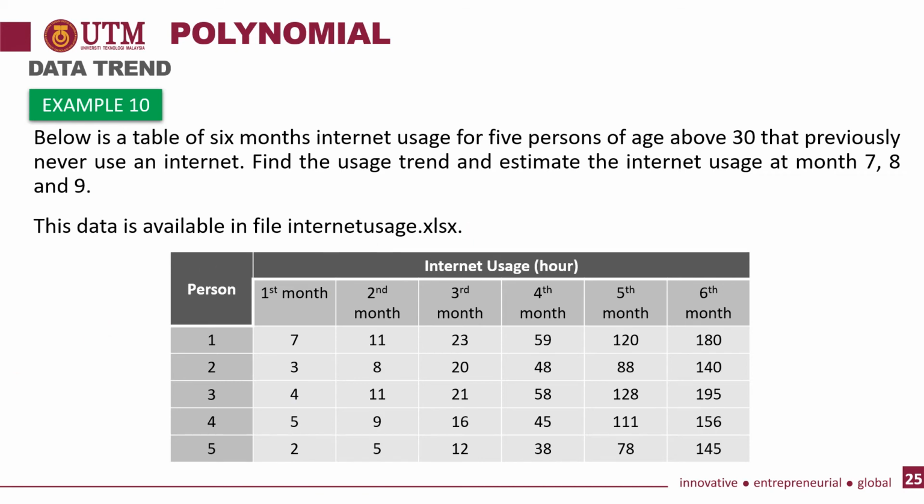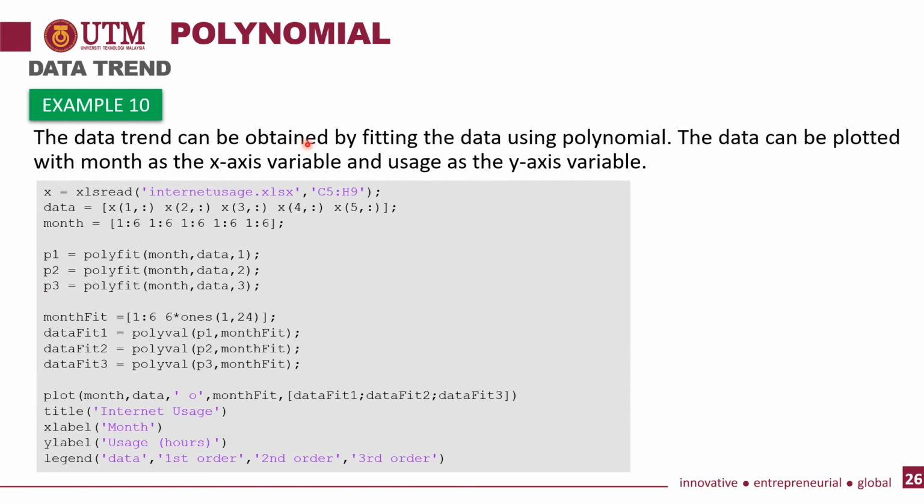The data trend can be obtained by fitting the data using a polynomial. Previously I told you that if you have the data and you want to get the equation from the data, you can use polyfit. After that, if you want to evaluate whether the expression you get is accurate or not, you can use polyval. So this is what we do here. We read from the Excel file, extract the data, and extract the month. This is the internet quota, because this example is all about internet quota.